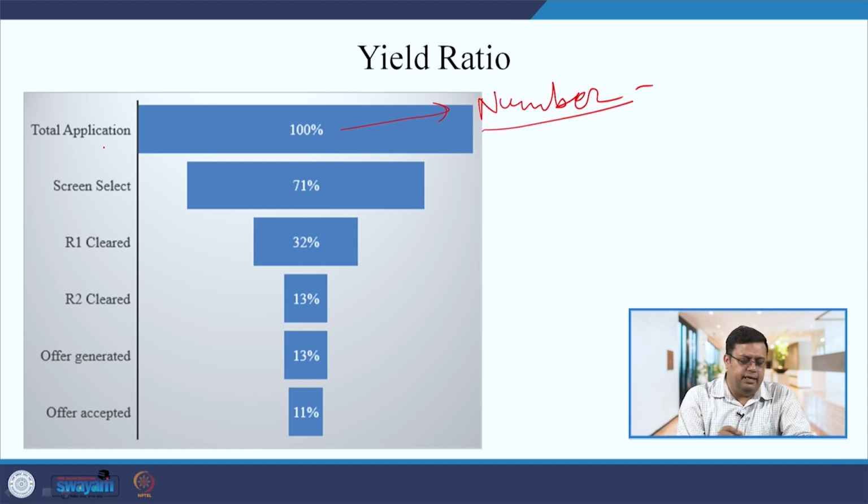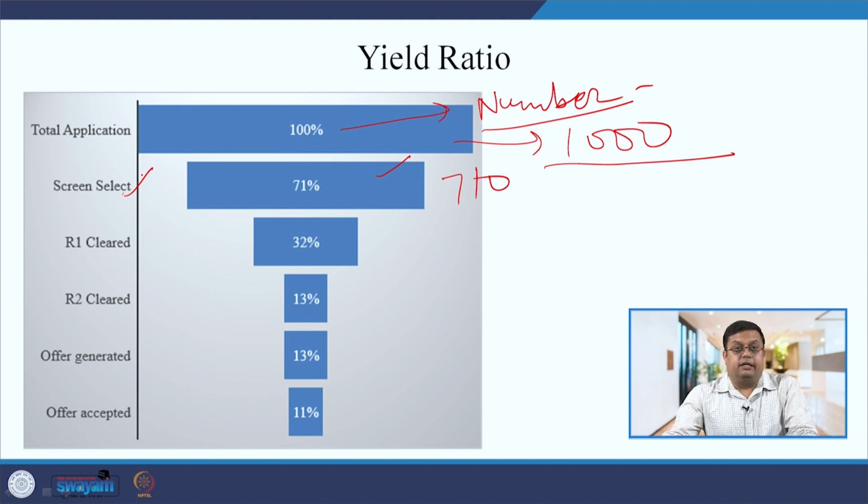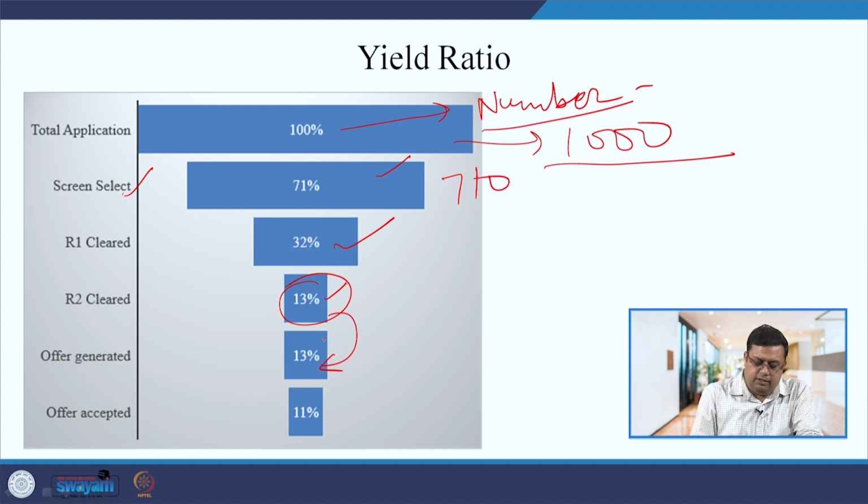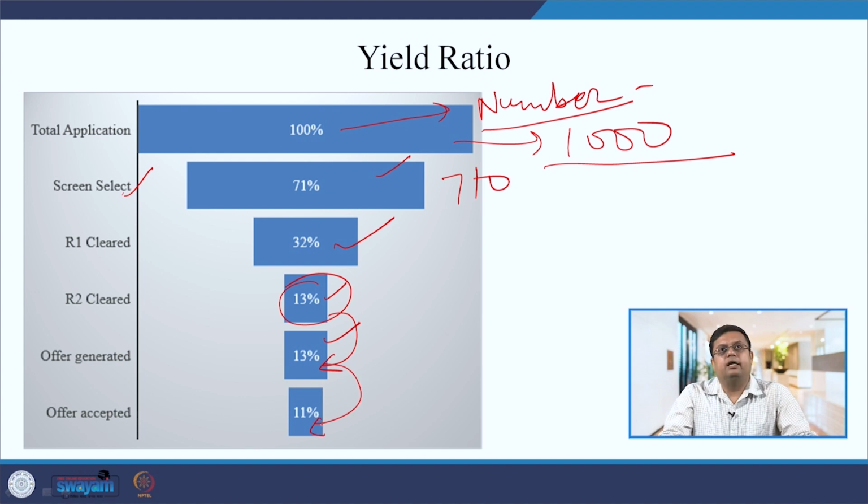For example, in this recruitment process you receive 1000 applications, right? And then 71%, so you can say 710 applications got selected after the screening criteria, right? And 32% clear round 1, 13% clear round 2, offer generated. Whoever has cleared round 2, all participants receive the offer letter. And how many people have accepted the offer, that is 11%.